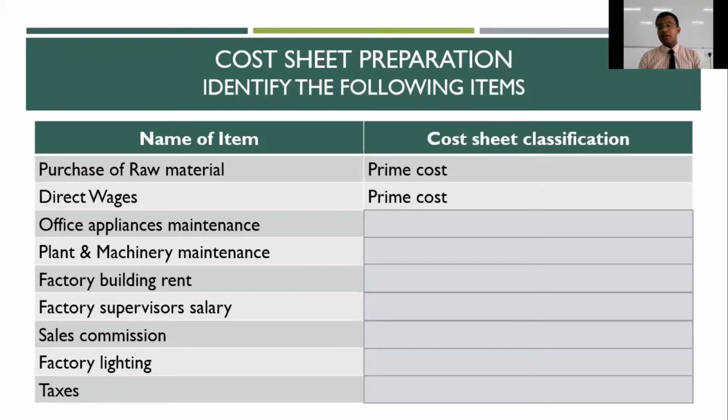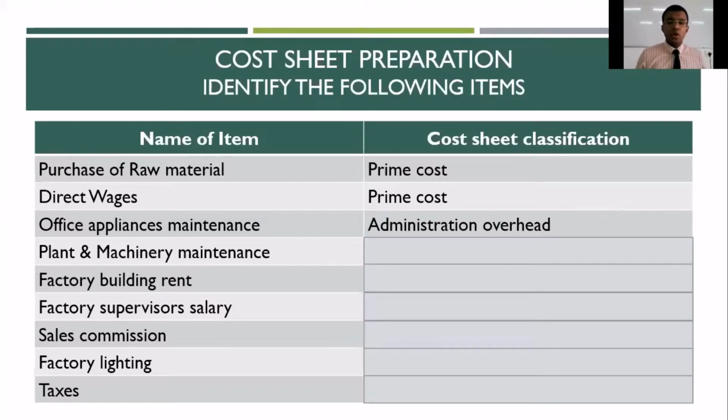Now, for example, computer. Okay, computer is something that you'll be using in your office. Now, computer is not part of your manufacturing process. It is not a part of your factory expense. It is something which is involved in your office. So since this is involved in your office, this would be an administration overhead. Okay, this would be an administration overhead.